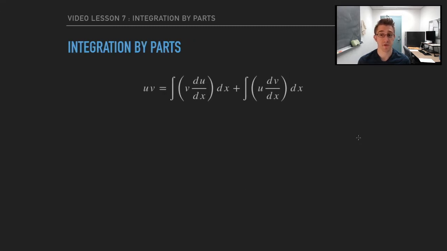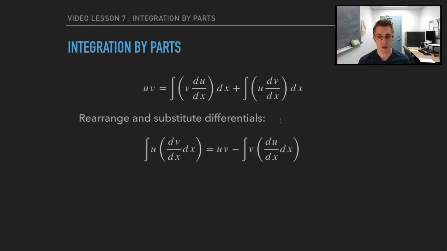Here's that same expression again. I'm going to manipulate this a bit. I'm going to take this v times du over dx integral term and subtract it over to the other side and switch the sides of the equation to get this. And then notice I've changed the parentheses a bit.